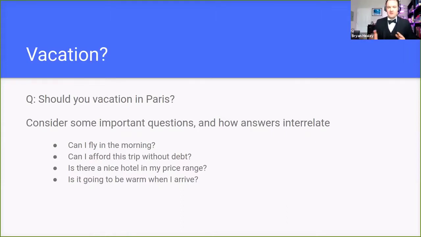Yes or no? Can I afford this trip without taking on debt? Yes or no? Is there a nice hotel in my price range? Yes or no? Is it going to be warm when I get there? Yes or no? These are all just simple binary 0 or 1 answers that in different combinations might provide different answers. Like maybe if I can fly in the morning and it's going to be warm, I'd be willing to take on a little debt to go there in the summer, maybe not so much in the winter. So the situation is dependent on the outputs of all of these sub-questions.